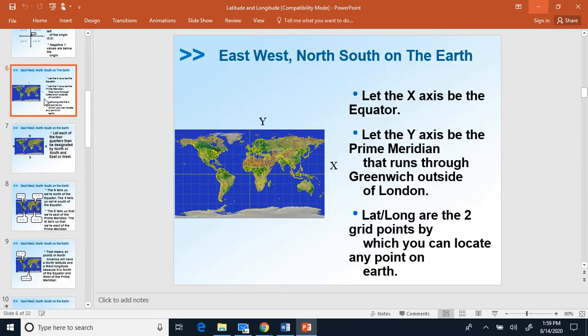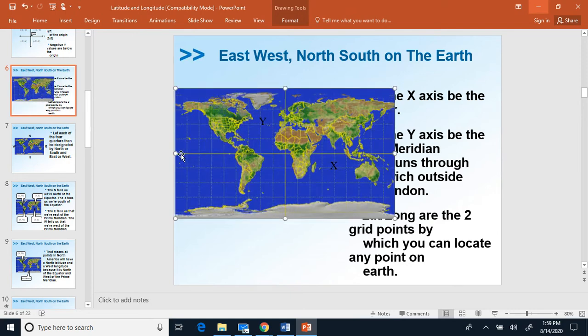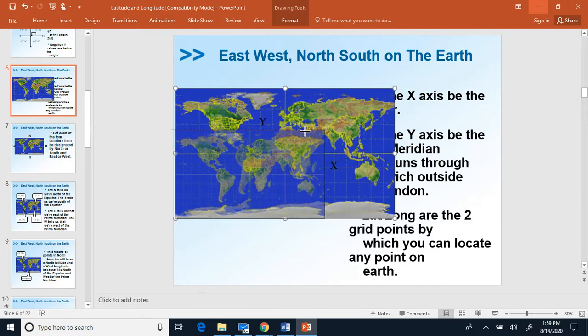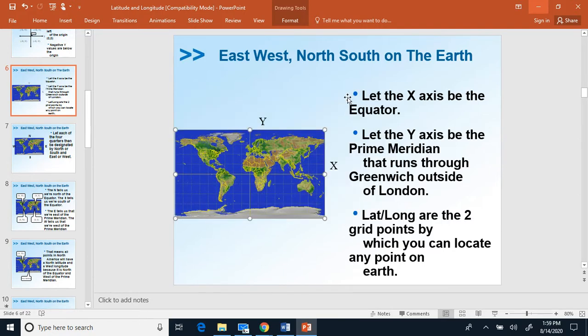We also talked about how we have these lines that go across the planet that divide up our planet. So this line right here is our equator. Y tells us how far north or south we are of the equator. And this line right here is the prime meridian. That tells us how far east or west we are of Greenwich, England, because that's the line it goes through. The prime meridian goes through Greenwich, England.